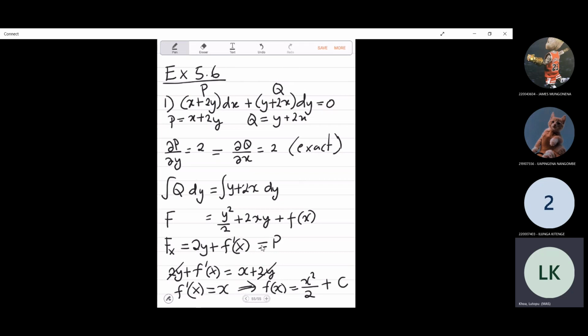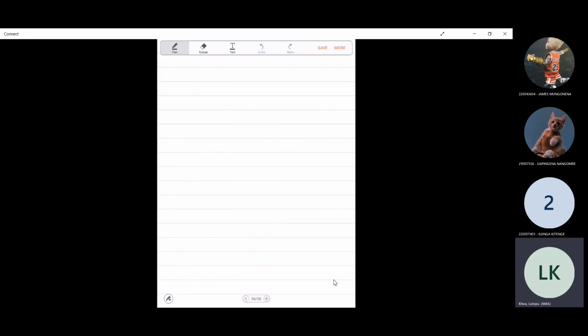Okay, and then my solution is going to be y squared over 2 plus 2xy plus x squared over 2 is equal to the constant of integration. My solution: we have y squared over 2 plus 2xy plus x squared over 2 is equal to the constant of integration.